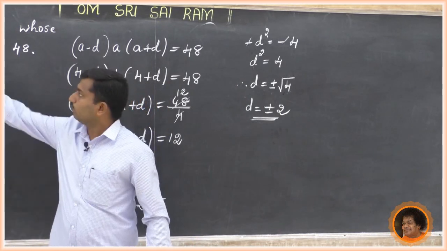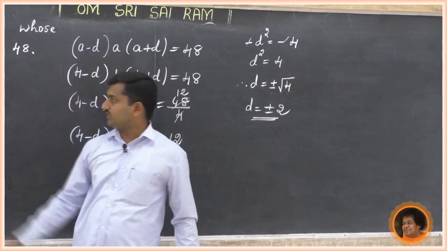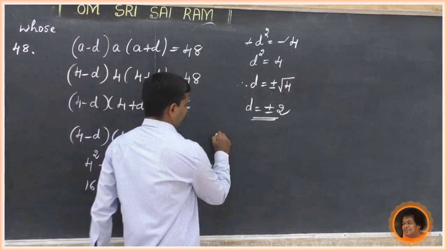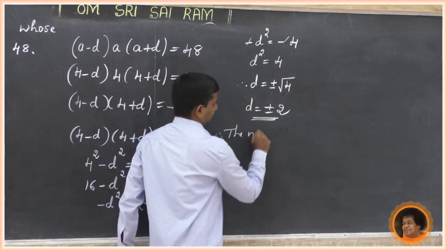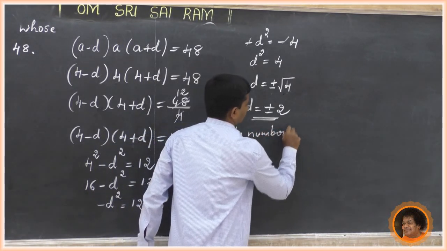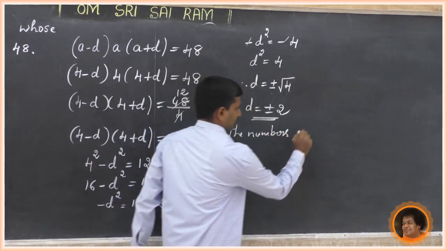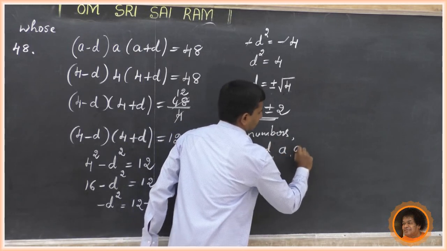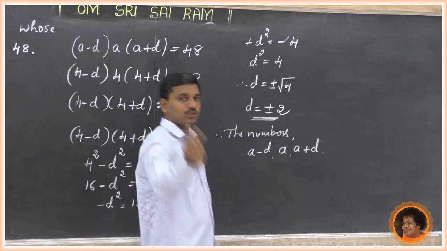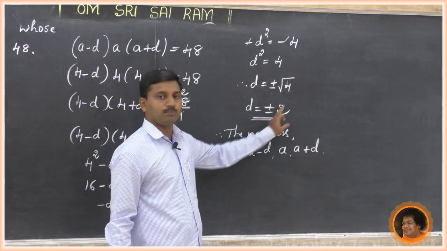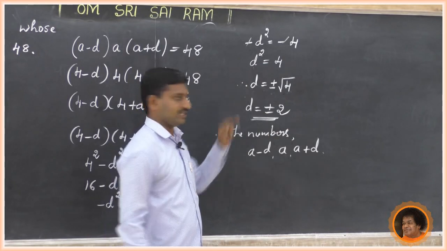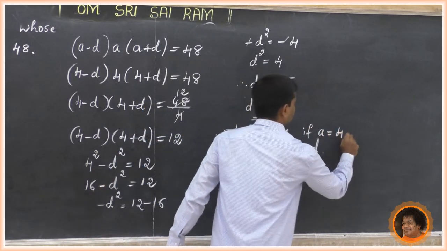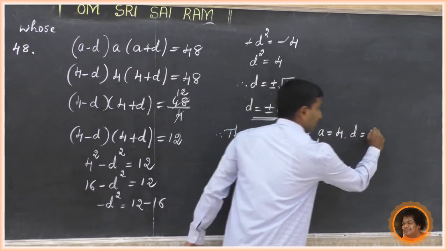So what is the question? Find the three numbers. Which are the three numbers? a minus d, a, a plus d. So here are the two possibilities. Either d is equal to plus 2 or d is equal to minus 2. First, if a is equal to 4 and d is equal to plus 2.